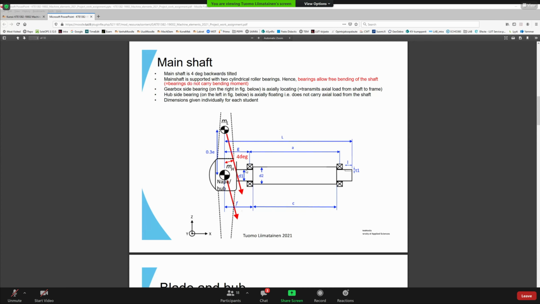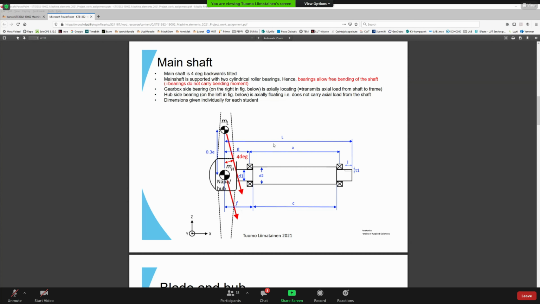But what that means to your calculation is that all along the shaft until this right-hand side bearing, there will be axial force, because the axial force is carried by the right-hand side bearing.